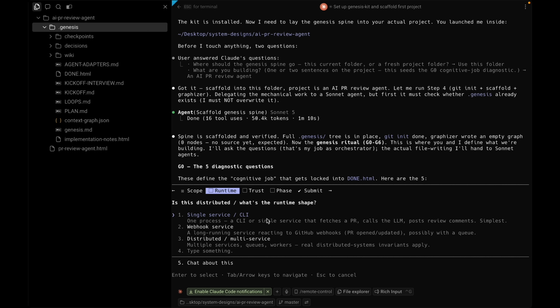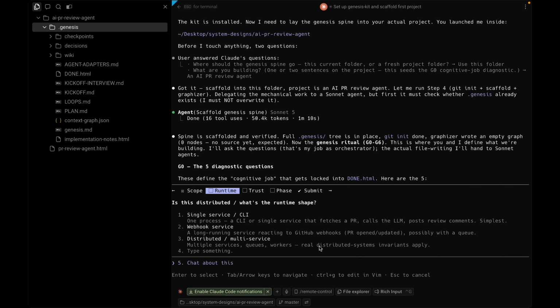And then, is this distributed? What's the runtime shape? Basically reacting to GitHub, possibly with a queue, real distributed, multiple services. So I'm going to go ahead with the webhook service, because we said it's a long-running service reacting to GitHub webhooks, basically PR open and updated, possibly with a queue.